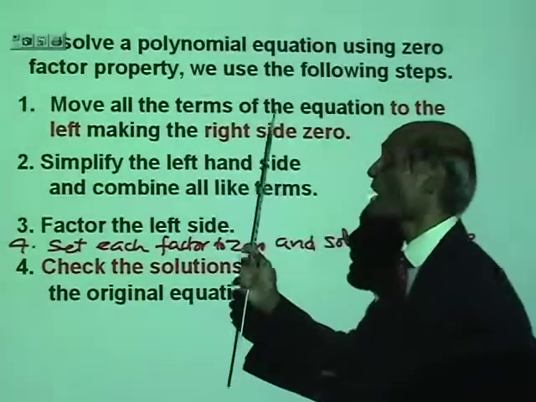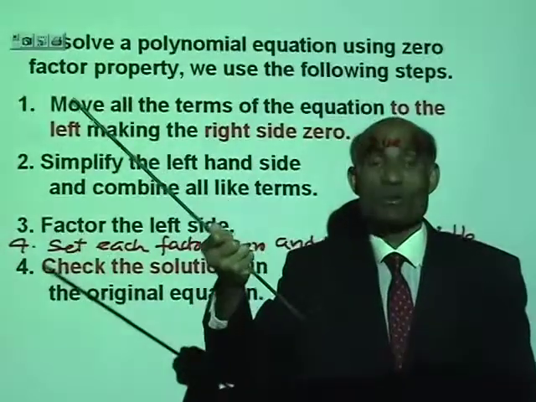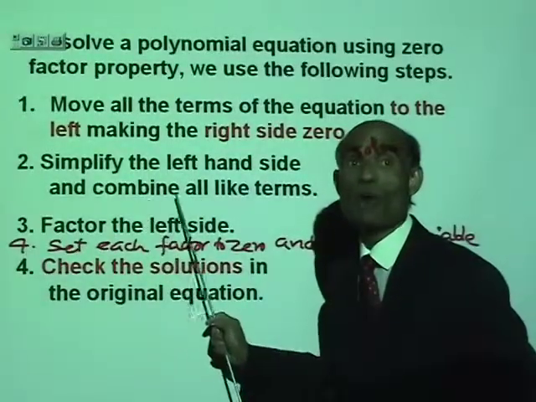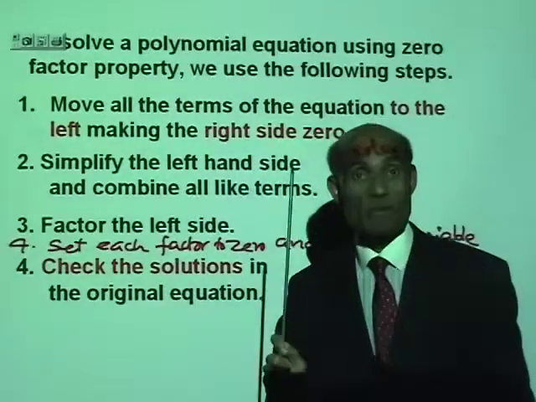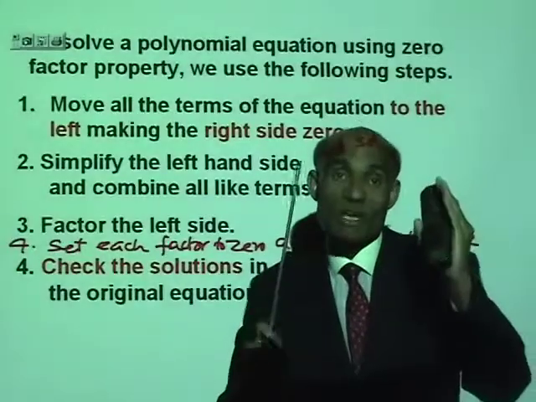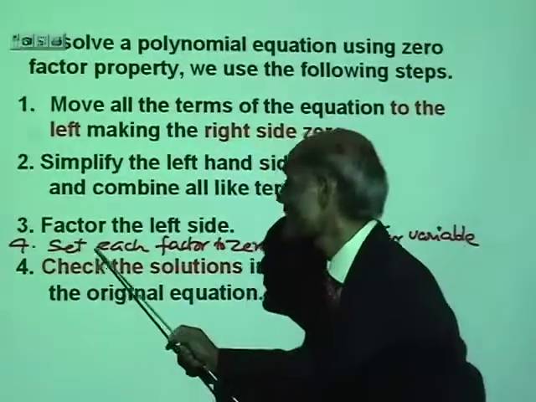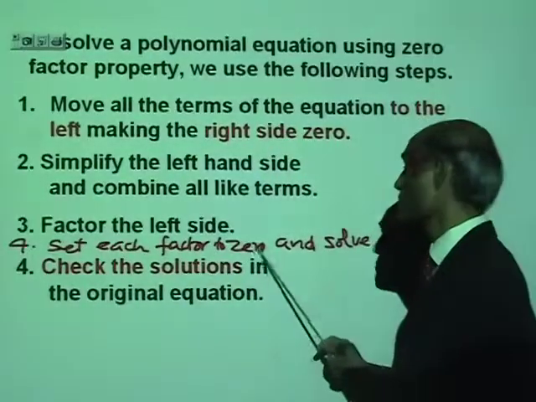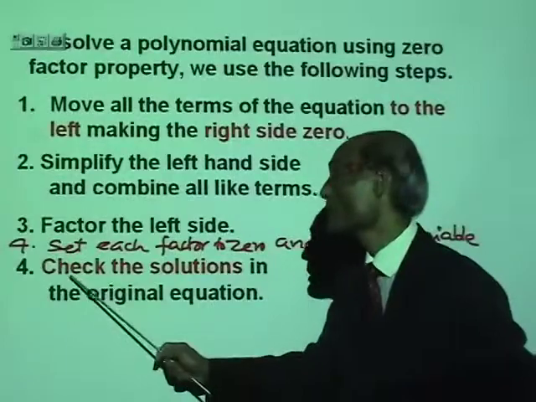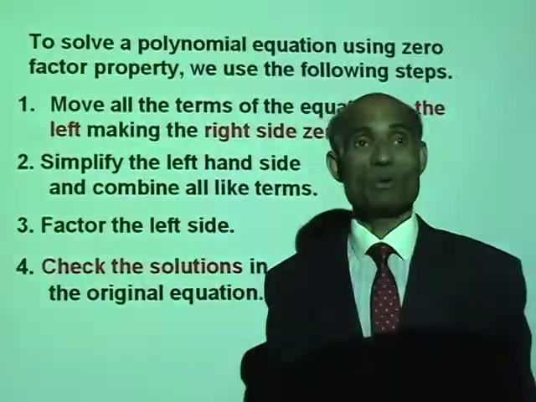Move all the terms of the equation to the left side, making the right side 0. Then simplify the left-hand side and combine all like terms. And then you are ready to factor the left side. And once the left side contains only factors, take each factor and set it equal to 0 and solve for the variable. And finally, check the solutions in the original equation. All right, let's go.